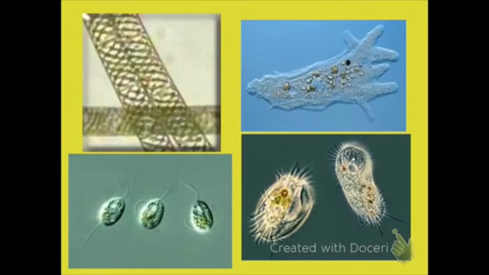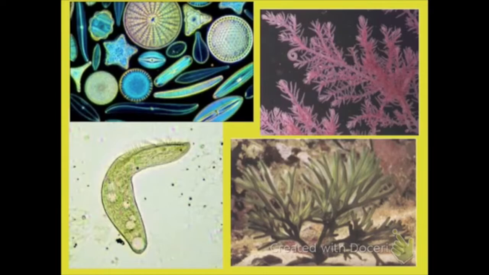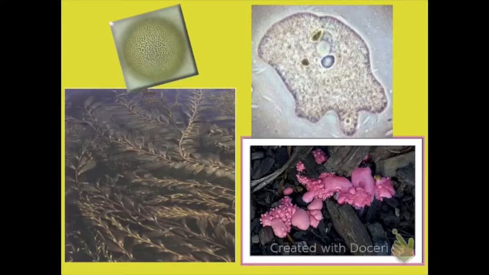Observe in these pictures animal-like protists and plant-like protists. You will see some diatoms and some algae. Brown algae is also known as seaweed or kelp. The pink diagram is showing a slime mold.